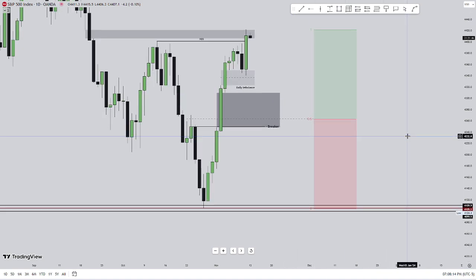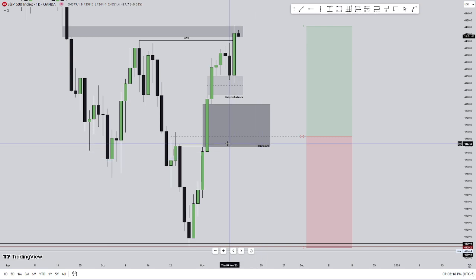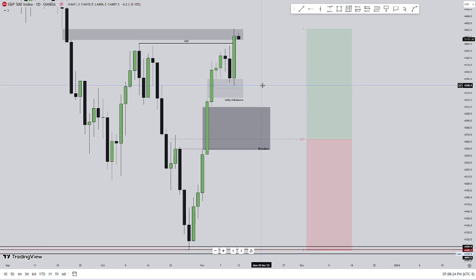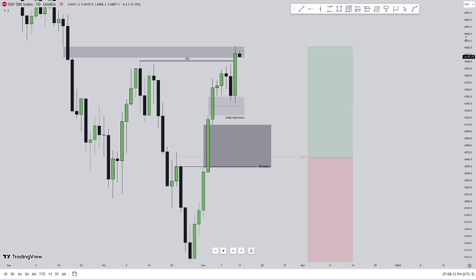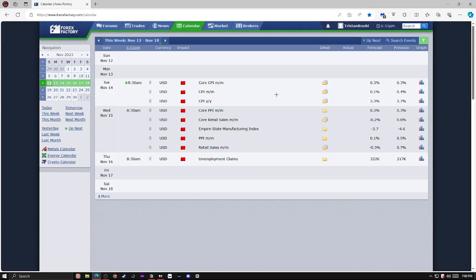Okay, so that's even more confirmation of where we could target where price would go on the daily, and even on the weekly. This could theoretically happen in a week, but the week would have to be fully bearish, which is what I'm hoping. And to further confirm this thesis or bias, we have news.